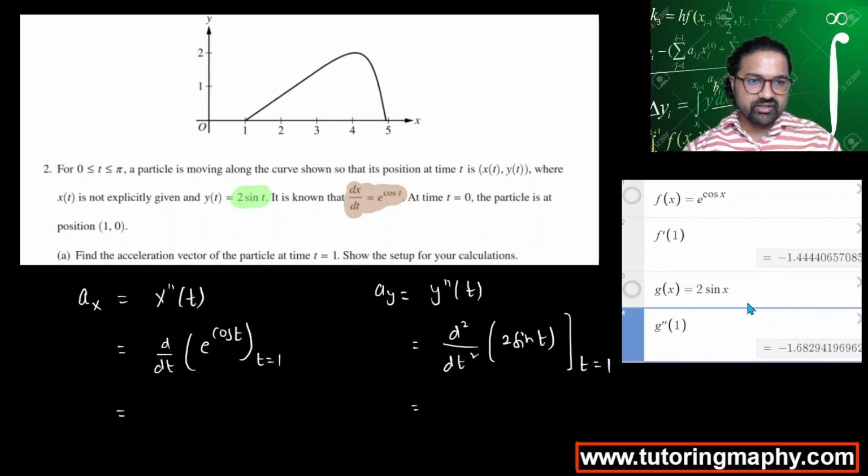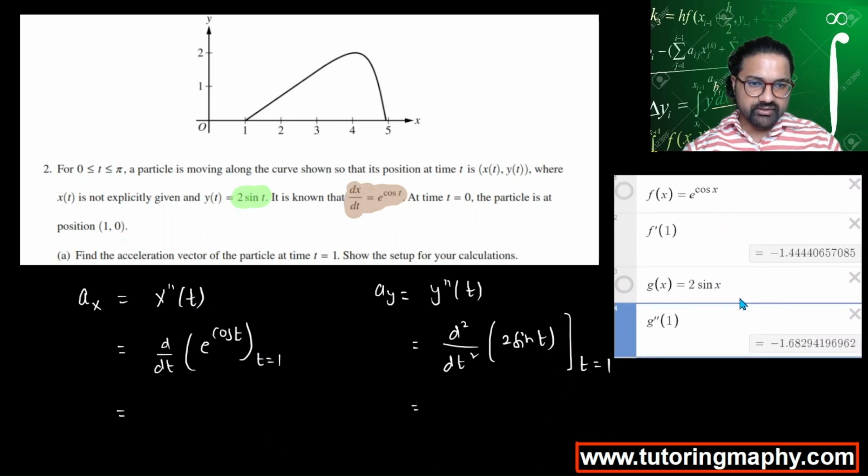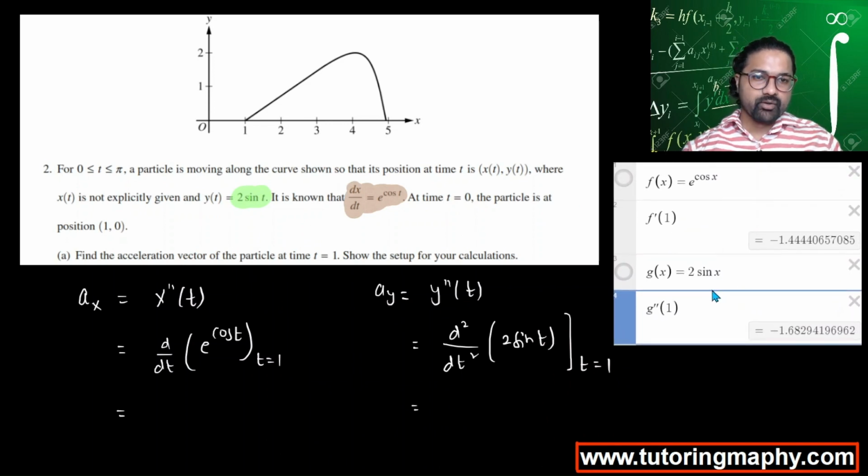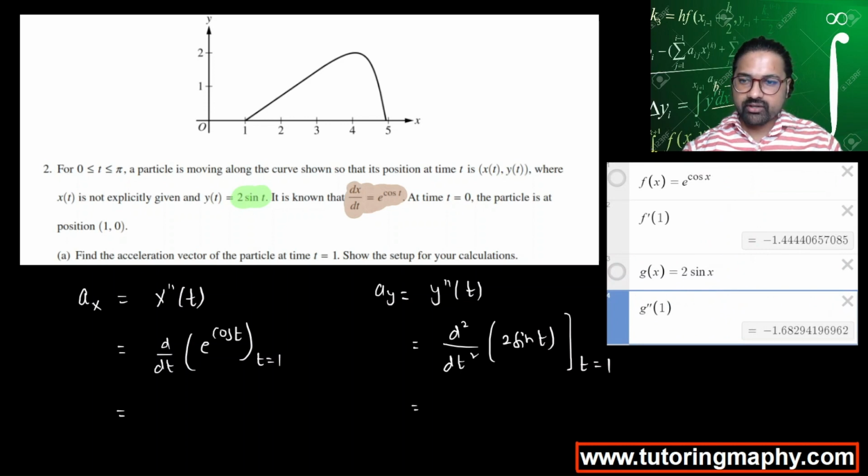All right, I think this is a good position. So what we needed was the first derivative of e raised to cos t at t equal to 1. It doesn't matter whether we have x or t, the variable is irrelevant. We have to find the first derivative. So I did f prime of 1, the first derivative at 1, which is this is ax.